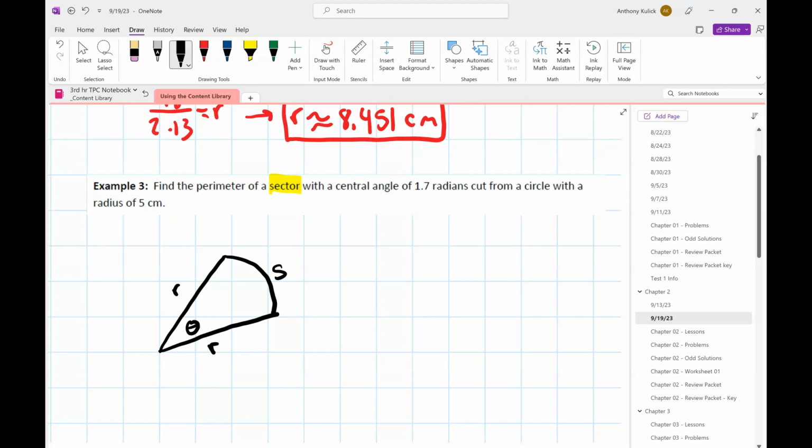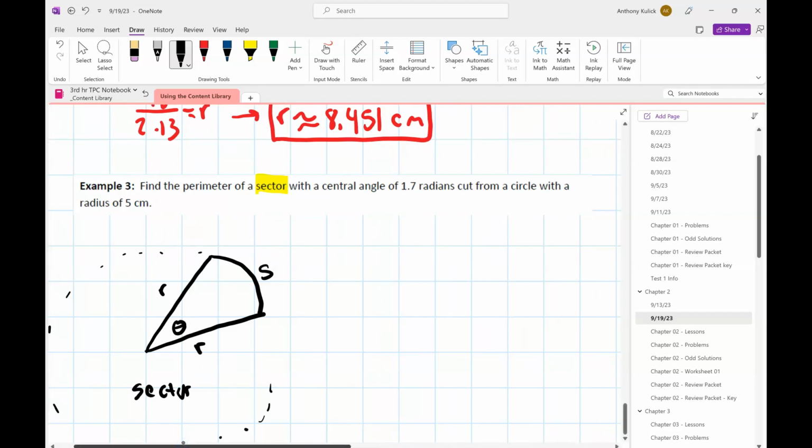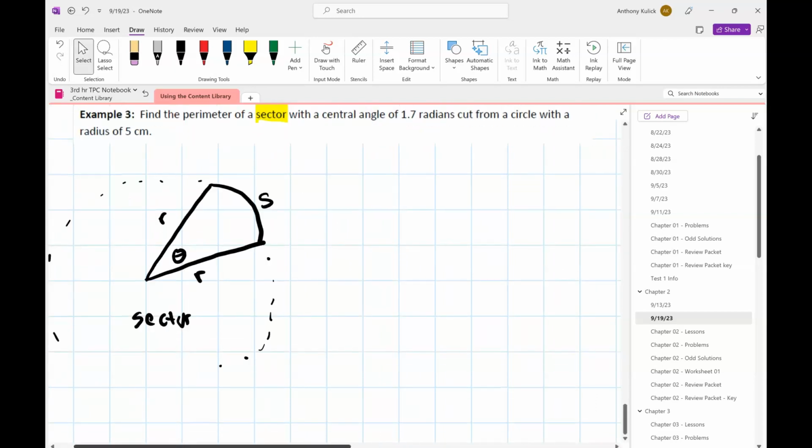Sure. So here's my sector. Everybody's good? I've labeled the sector. The R is the radius, because this is like some slice out of a circle, like some slice out of a pizza. So the radius of the circle is still going to be the sides of that sector.